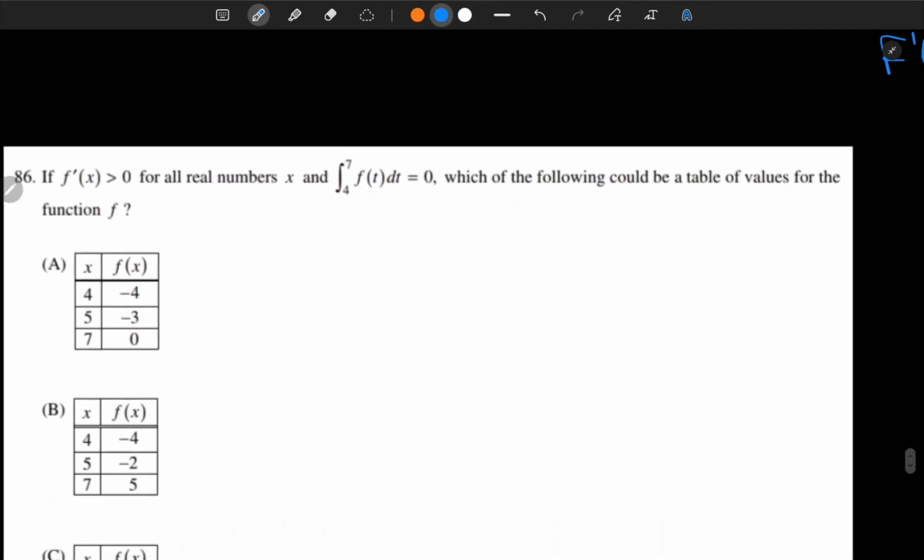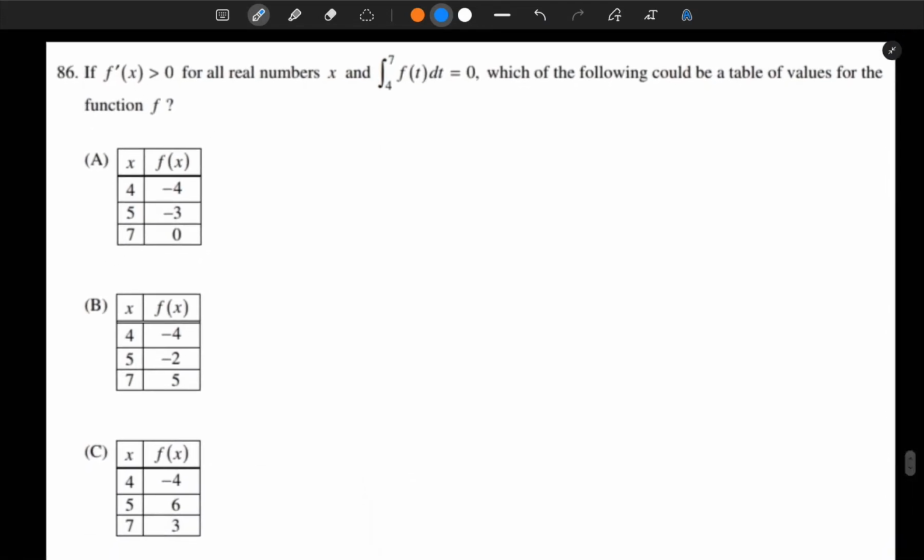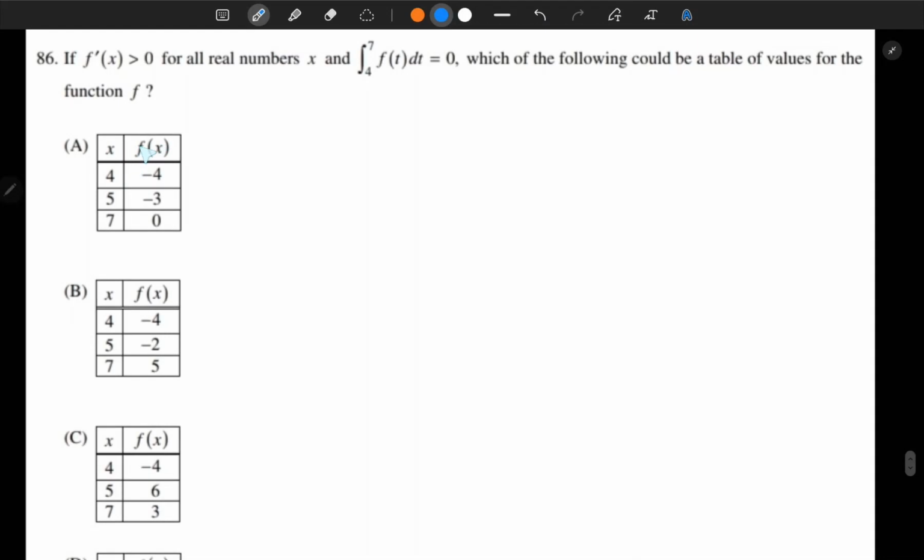Next, if f prime of x is greater than 0 for all real numbers, and the integral from 4 to 7 of f of t dt is equal to 0, which of the following could be a table of values for the function f as given above? Well, let's look.